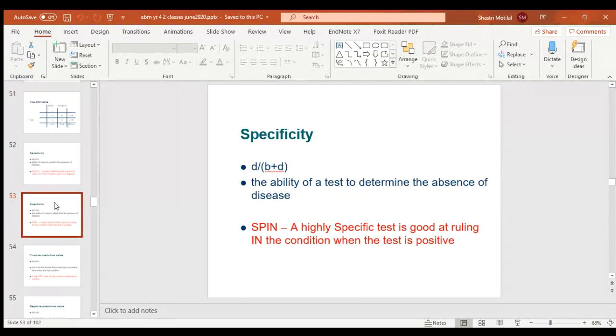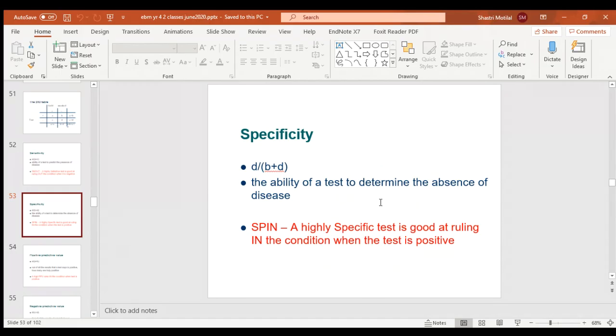So again, you would say, well, I just told you specificity is the true negative rate, so specificity would be used to rule out the disease. But remember, sensitivity and specificity are calculated in relation to the gold standard result from a diagnostic study. When we use these measures, we're not doing the gold standard test in our practice, we're doing the test of interest. So the mnemonic here for specificity is SPIN. A highly specific test is good at ruling in the condition when the test is positive. SPIN, SP, specificity, IN, rule in.